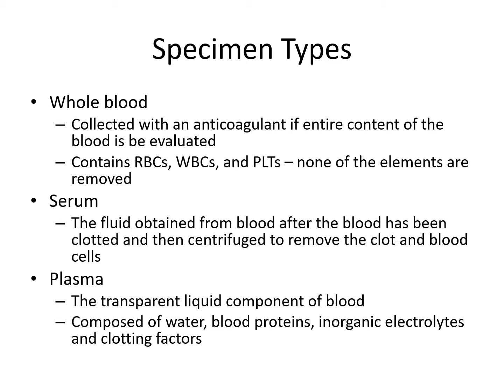Then there's also plasma. This is the transparent liquid component of blood. It has water, some proteins, electrolytes, and clotting factors. Again, this would be collected after the blood has separated, and would be in a different type of test tube. There is a system that we don't really need to be familiar with as dietitians, but the healthcare community does have a system for monitoring this and examining each different type of sample.